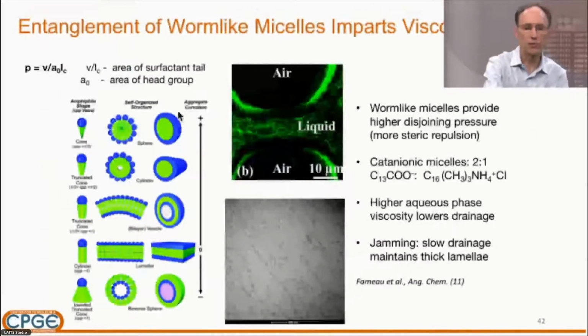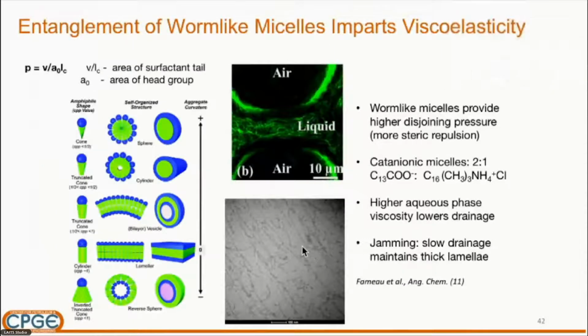And these viscous aqueous phases are formed with entangled worm-like micelles. These worm-like micelles are shown in a study from France, from Fémaux et al., where they showed that they can cause jamming of these liquid films in an air and water foam, to prevent the drainage. So our interest was taking this idea, which they did with cationic micelles, and extending this concept over to CO2 water foams. And what's important here is the packing parameter.